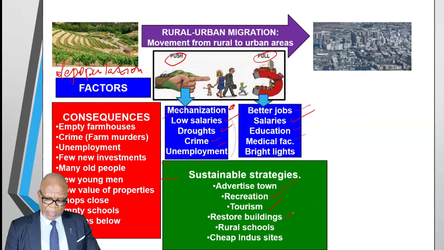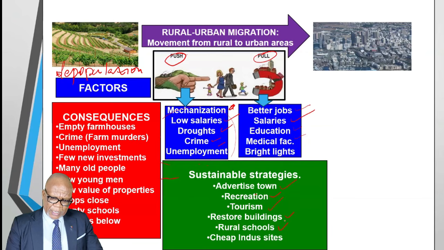to attract people. And rural schools can be improved, add an interesting curriculum in rural areas, add IT technology into rural areas so that people can see the need to stay in rural areas, because the type of education that they will get in urban areas will be the same as the type of education that they get in rural areas. And then cheap industrial sites.